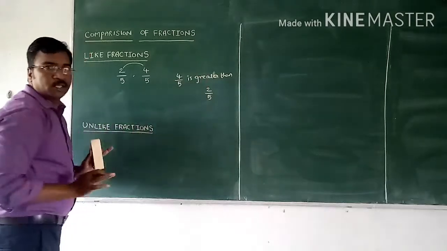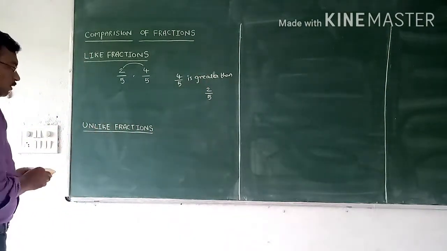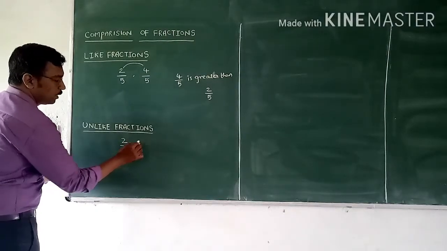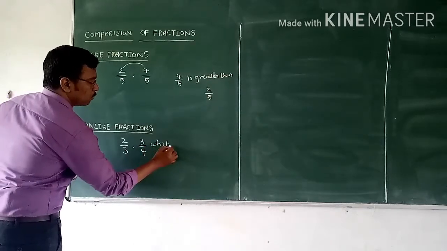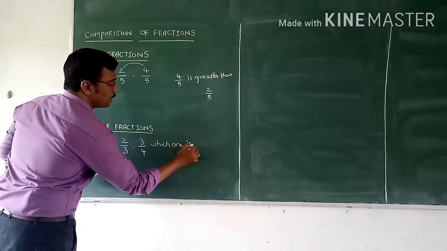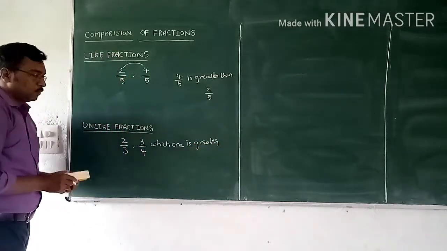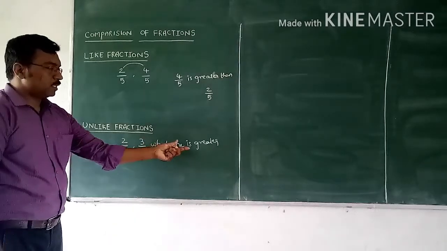4/5 is greater than 2/5. Then what about when we take unlike fractions? See here, 2/3 comma 3/4. Which one is greater? See here, these two are unlike fractions. Which one is greater is the question.